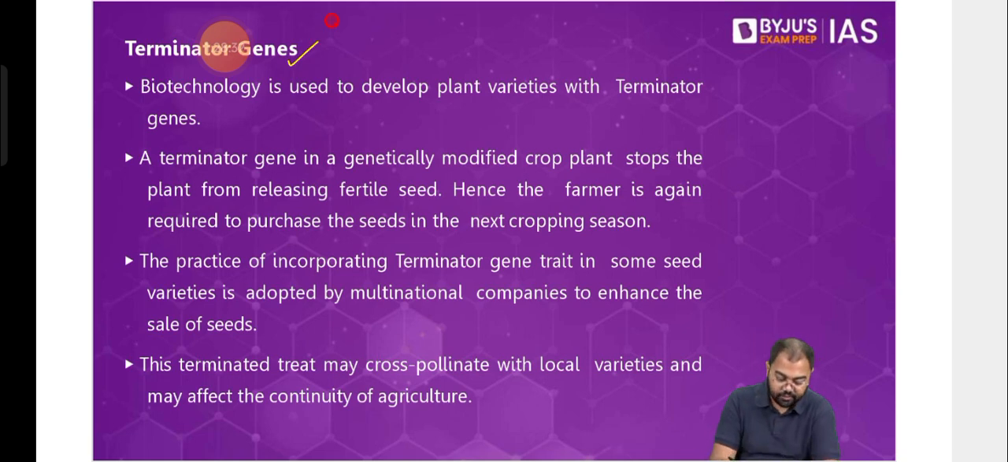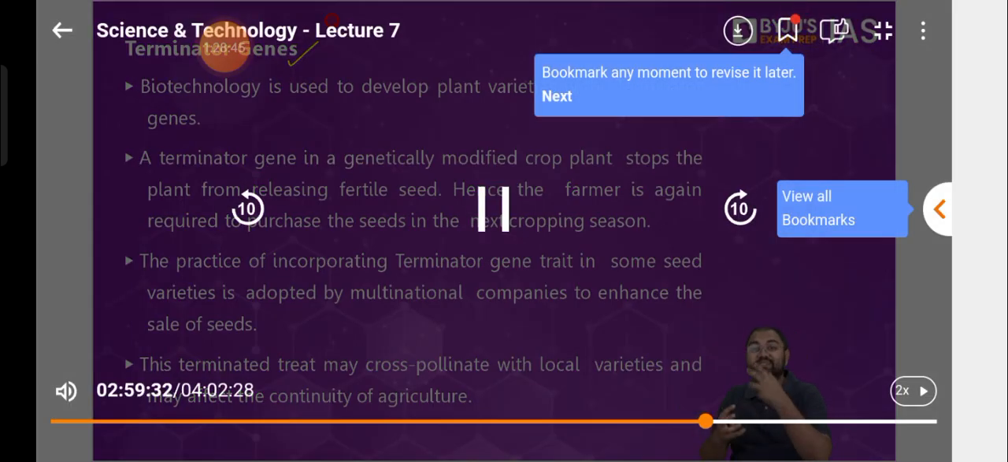Now, in case of terminator genes, this is a kind of gene that you insert in a plant or in a seed that will stop further germination after one generation. Let's say you go to the market, you buy certain seeds and you plant them. In one generation it will give you a wonderful growth. Quality wise, quantity wise, you'll find that it's great. So you want to preserve these seeds for the next sowing season as well, because you have seen the quality and the quantity. So you want to repeat the same next season as well.